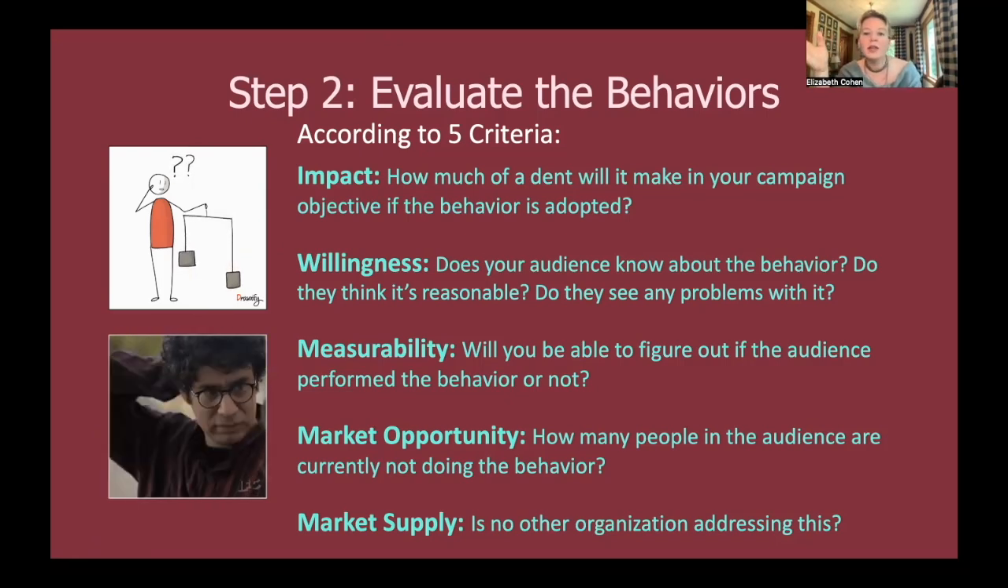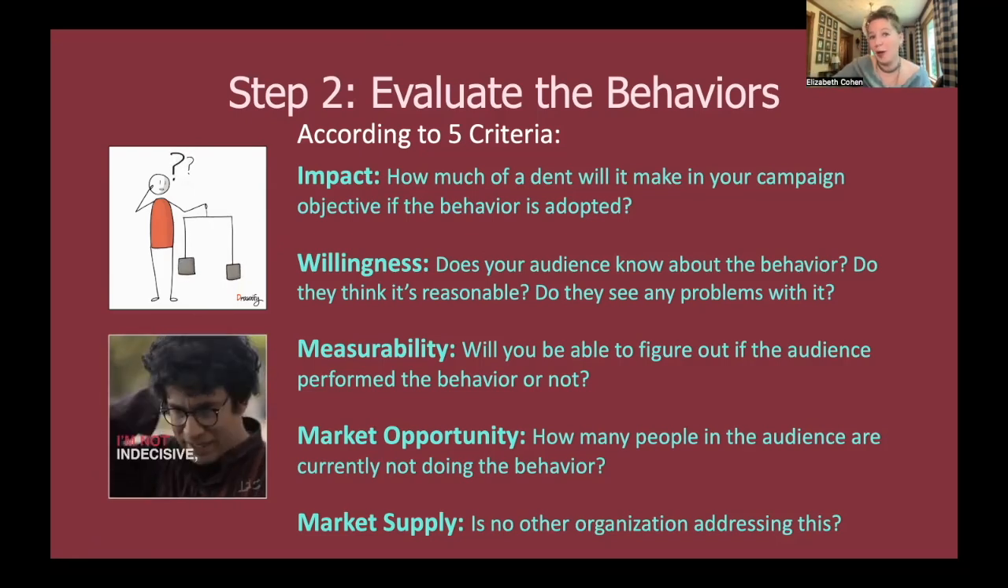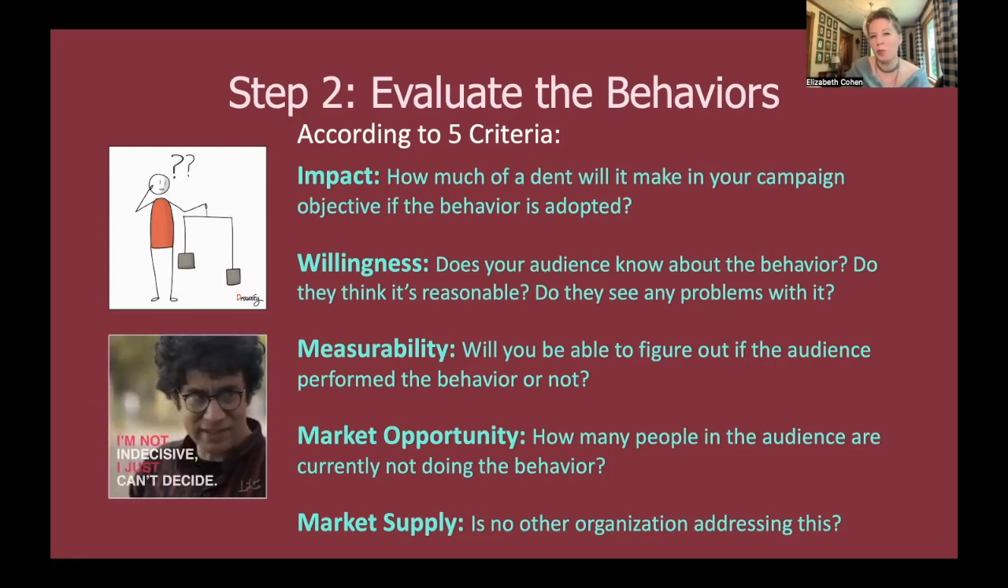Willingness. Does your audience know about the behavior, and are they already on the path to doing it, or are they going to be completely resistant to it? Can you imagine them having any problems with you recommending this behavior to them?